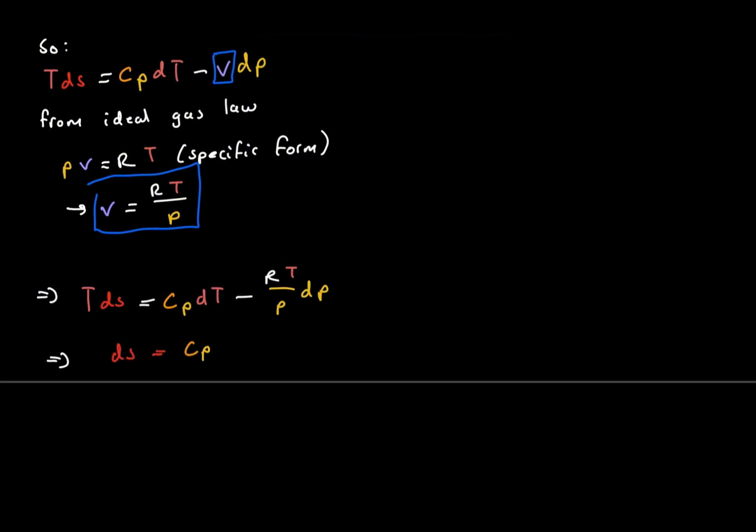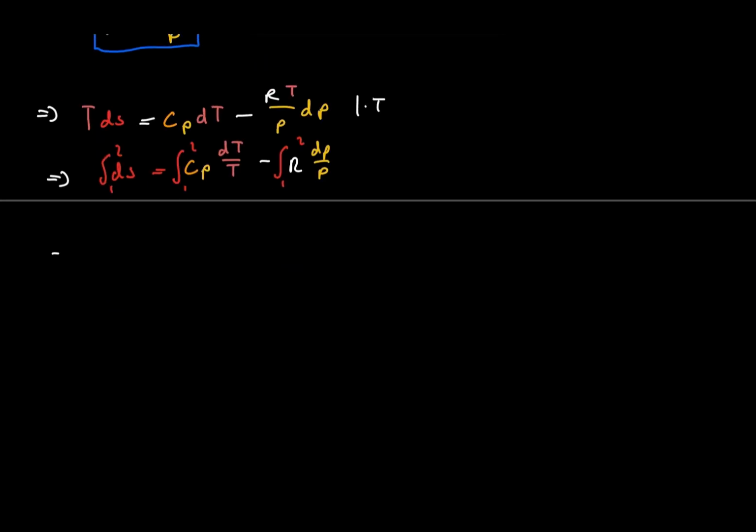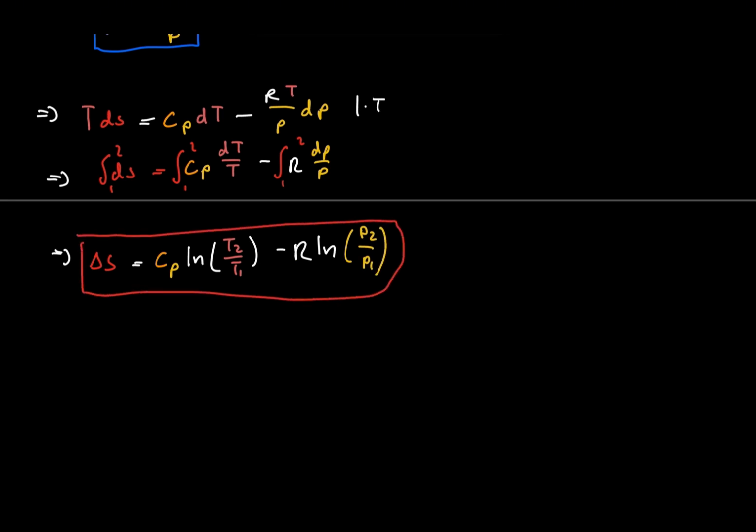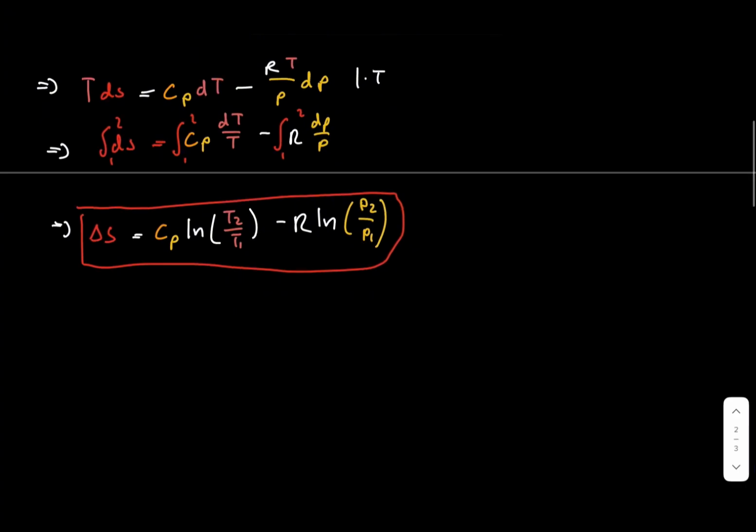Now, we integrate this expression. The result is the entropy formula you often see. Delta S equals Cp times the logarithm of T2 over T1 minus R times the logarithm of P2 over P1. This formula has two parts. The temperature term increases entropy when temperature increases. The pressure term decreases entropy when pressure increases. So heating spreads energy, while compression makes the system more ordered.